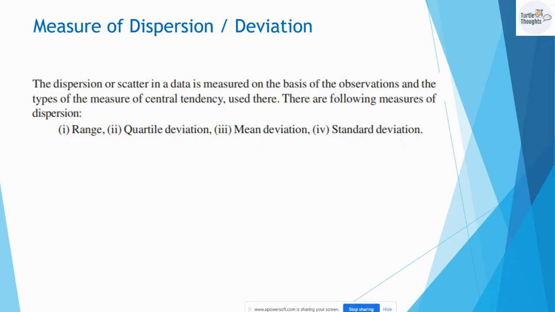In class 11th, we are going to discuss measure of dispersion or deviation. The dispersion or scatter in the data is measured on the basis of observation and the type of measure of central tendency used there. There are the following measures of dispersion: range, quartile deviation, mean deviation, and standard deviation. However, in class 11th, we are not going to take up the quartile deviation.